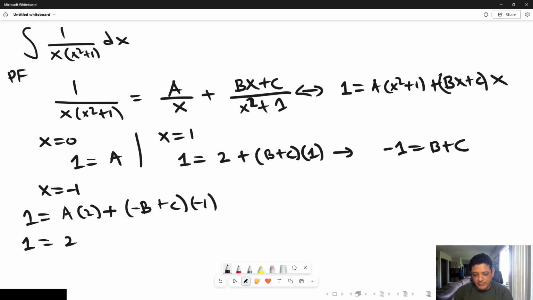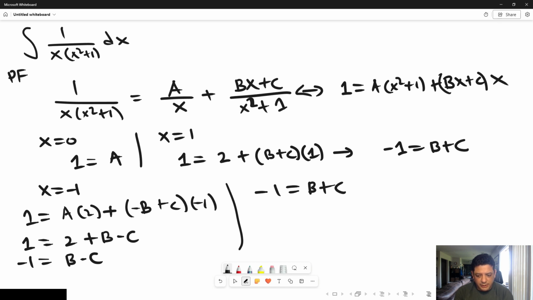And then multiplying by this minus, I'm going to have here b minus c. And so simplifying, minus 1 equals b minus c. So now notice that I have a system of equations. It tells me minus 1 is b plus c, and I also have that minus 1 is b minus c.